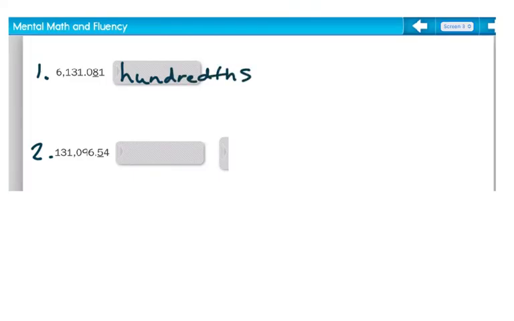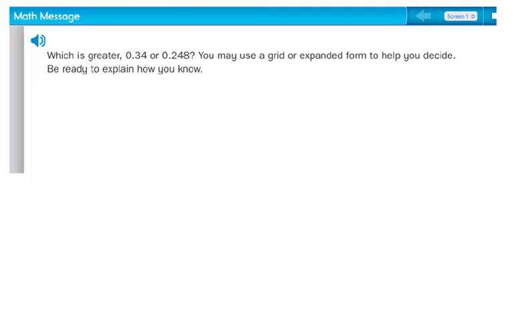Number 2, read that one aloud. Number 2 should be read 131,096 and 54 hundredths. Say it. What place value is underlined? What place value is the 5 in? It is in the tenths. So just memorize those place values.